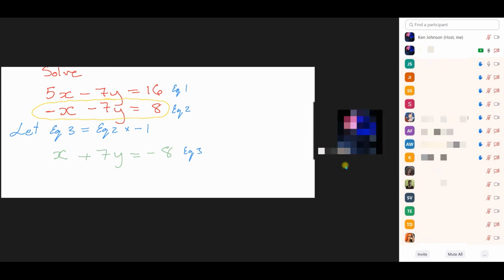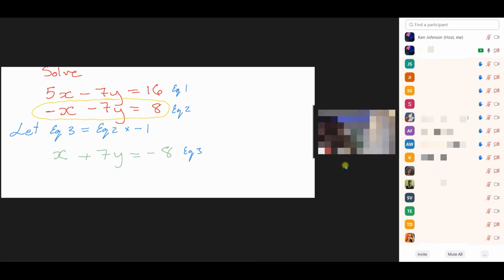Mr. Johnson, how come you multiplied it by negative 1? All right, I multiplied it by negative 1 because I saw that in equation 1, I had negative 7y. In equation 2, I had negative 7y again. And if I multiply equation 2 by negative 1, then I'll have inverse terms, right? So this is the reason why I multiplied by negative 1. Because when I multiply by negative 1, I got equation 3.